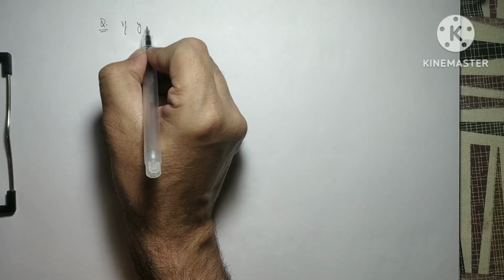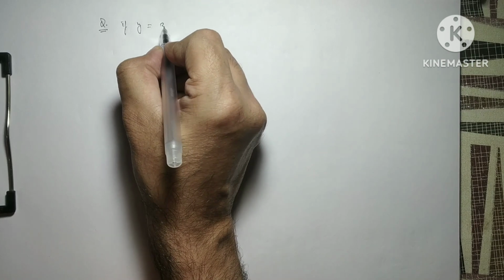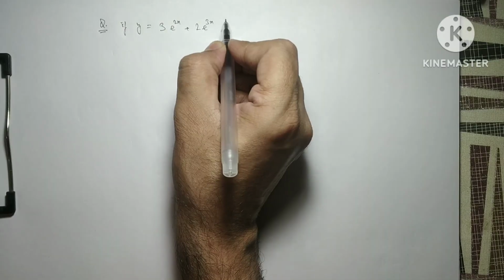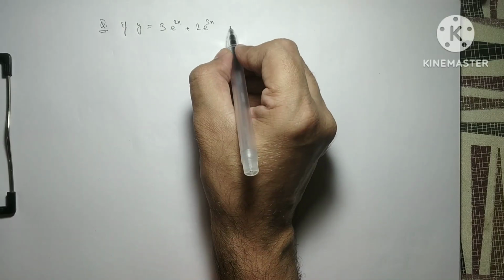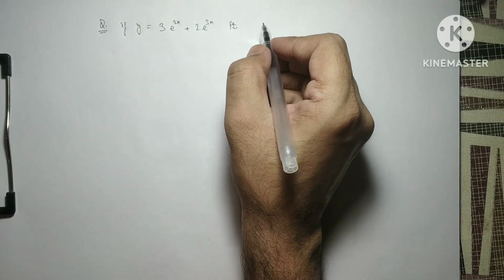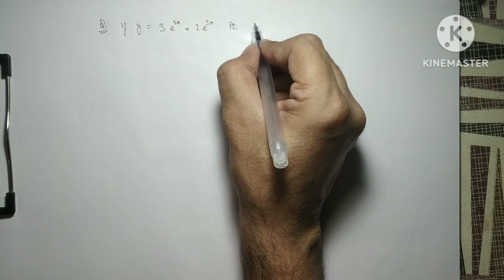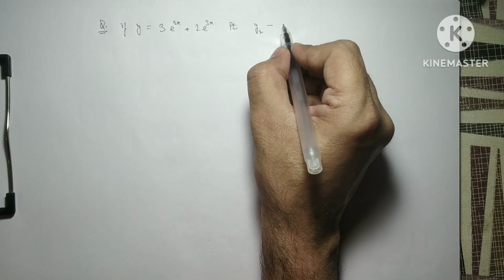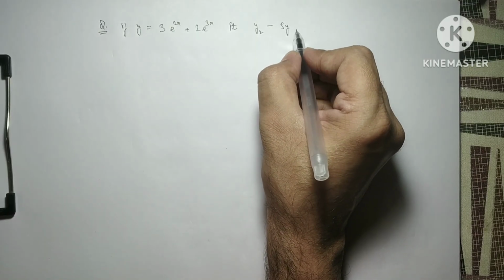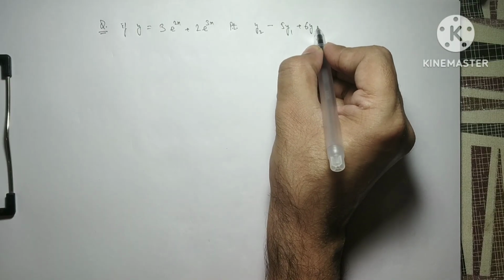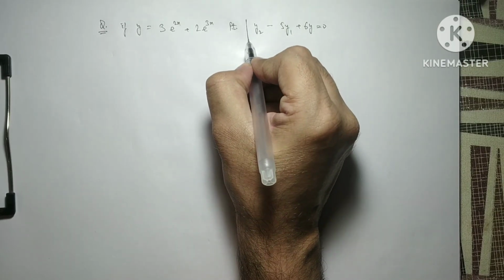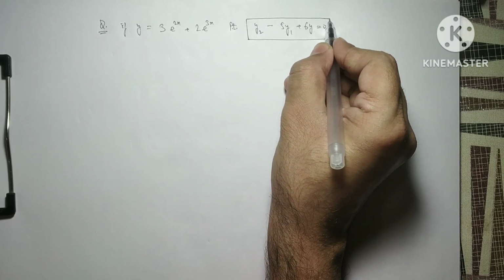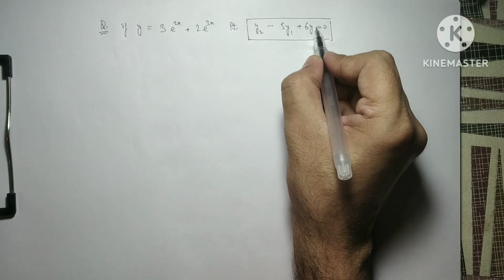If y equals 3 e to the power 2x plus 2 e to the power 3x, then prove that y2, the second order derivative, minus 5y1 plus 6y equals 0. So this is the expression, and the result is 0.